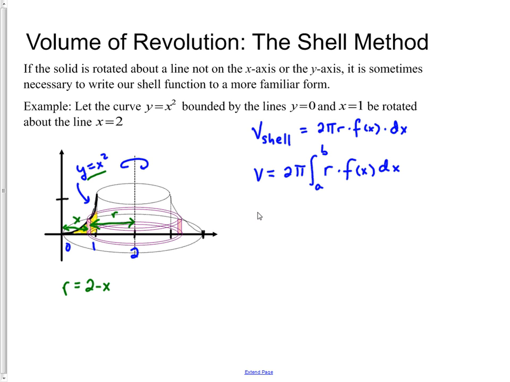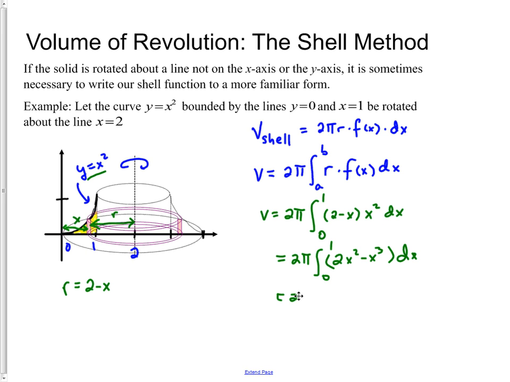So really, our volume in this case is going to be found by taking 2 pi, our integral, using our limits along the x-axis of that yellow portion, so that's 0 to 1, of our radius, and in this case that's 2 minus x, times our function x squared dx. So when we evaluate this, we're going to get 2 pi times an integral from 0 to 1 of 2x squared minus x to the third dx.